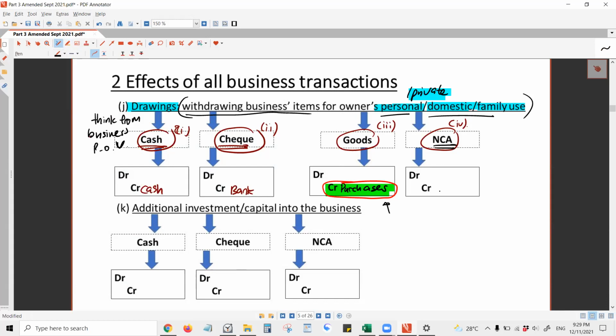For NCA, you credit the name of the NCA. Let's say furniture. Let's say you have a restaurant. But during the COVID-19 period, nobody can go in and eat, right? Nobody can dine in. Therefore, temporarily, you use some chairs and tables from your furniture. You brought them home for personal use temporarily. Possible, right? What account should I debit? You have to debit drawings. So write all the way. Drawings.